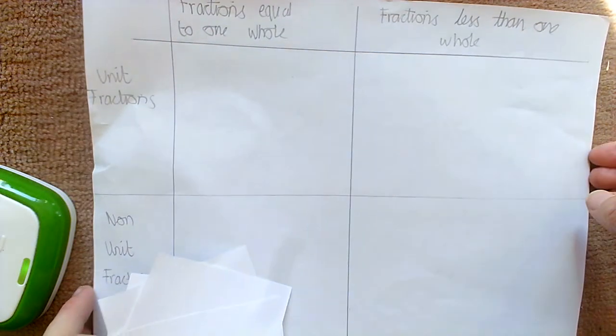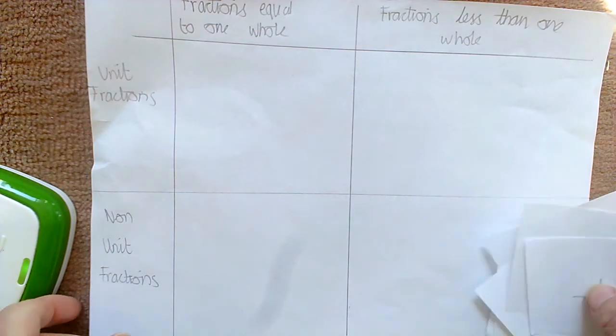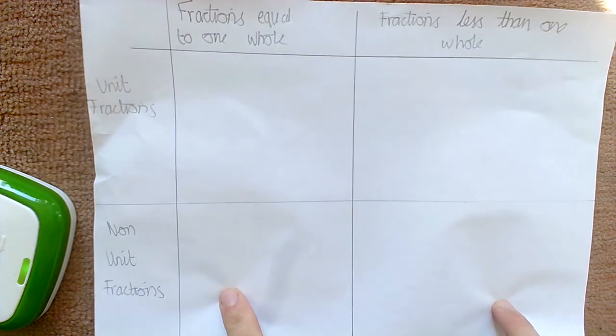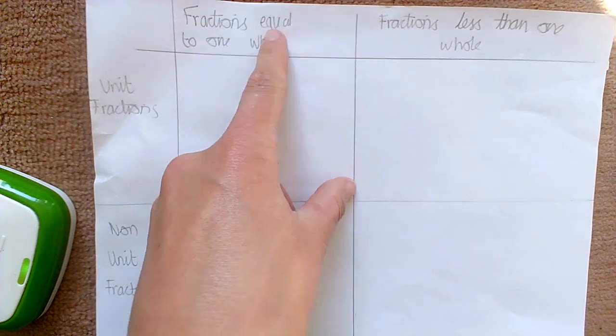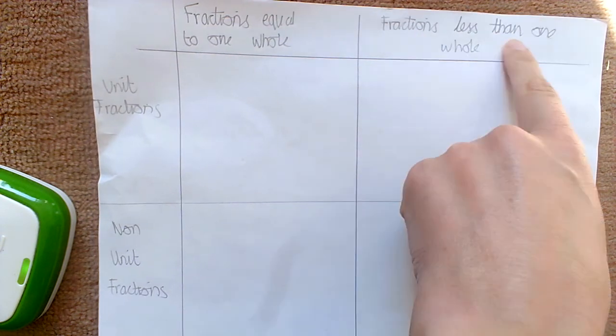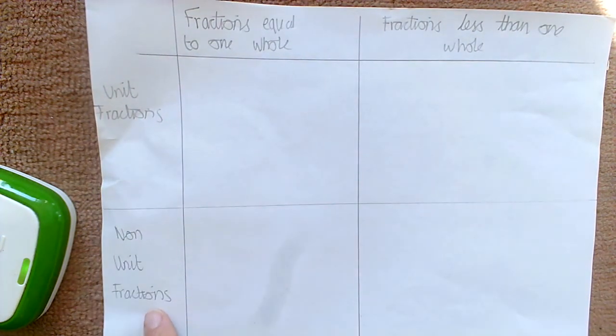Okay, so year 2 work, task even. I would like you to get a piece of paper or draw in your books this grid. So you need to have 4 quadrants. The top one, fractions equal to 1 whole. The next column, fractions less than 1 whole. And then we've got unit fractions and non-unit fractions.